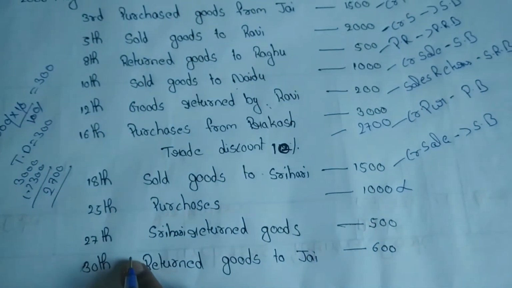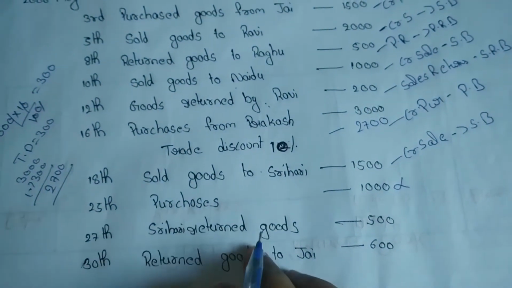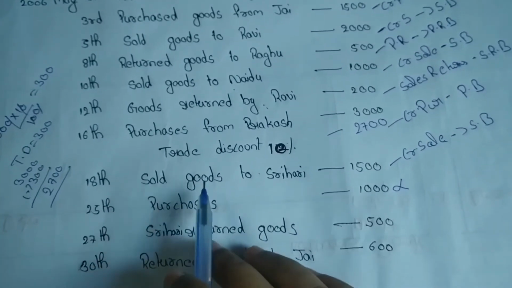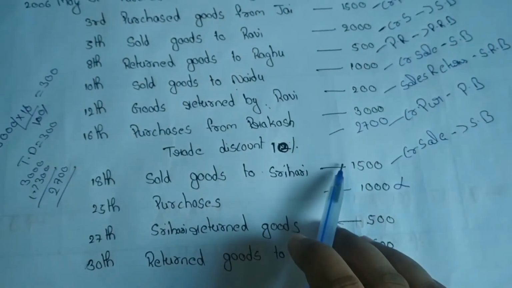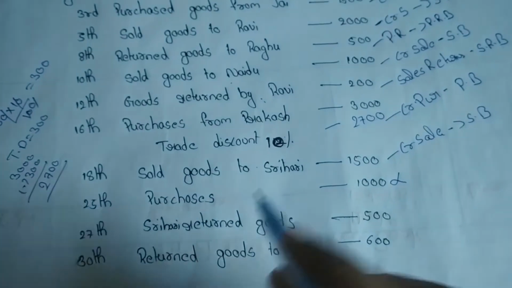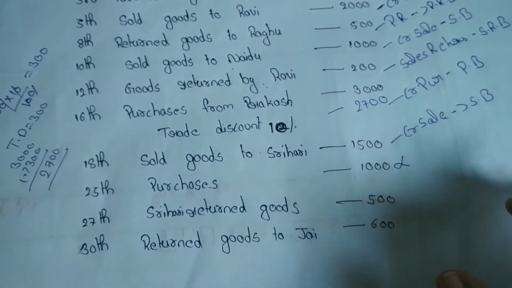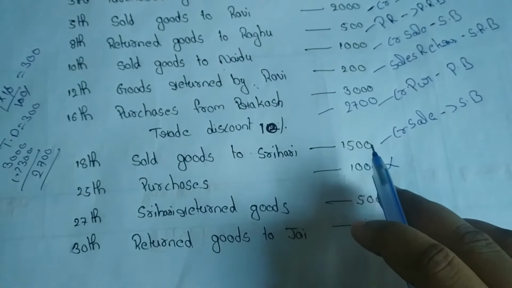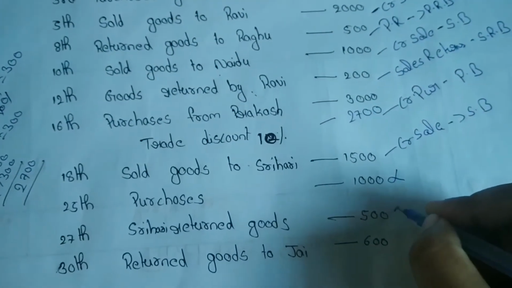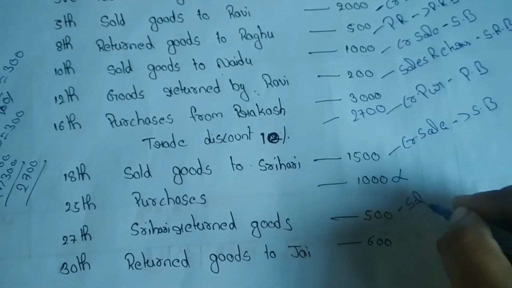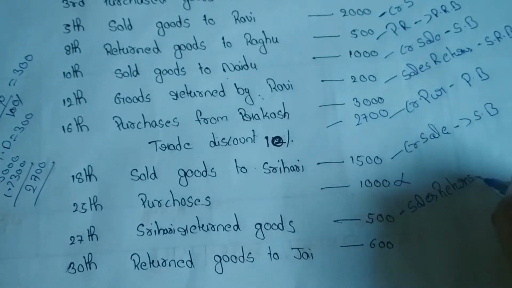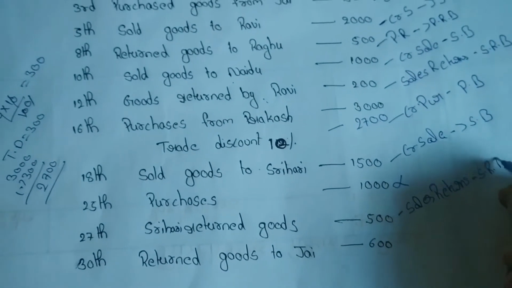Okay, just avoid this transaction. Next. On 27th, Srihari returned goods. See, on 18th, we sold goods to Srihari, 1500. And again on 27th, we received returned goods from Srihari. So already you sold goods to Srihari, and some part of the goods Srihari returned to our business. So it was a sales return, right? It should be recorded in the sales returns book.